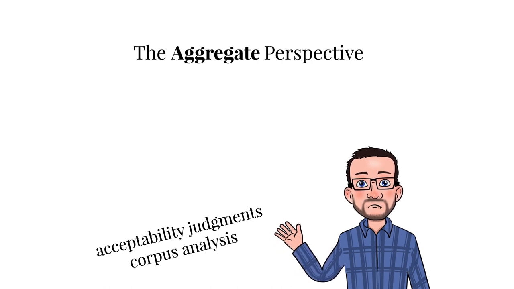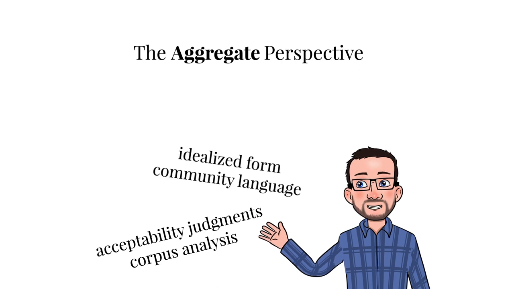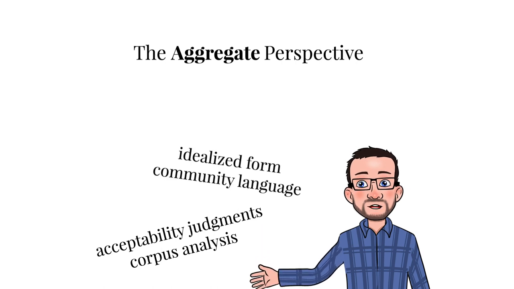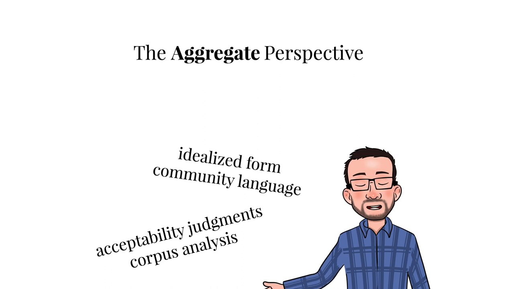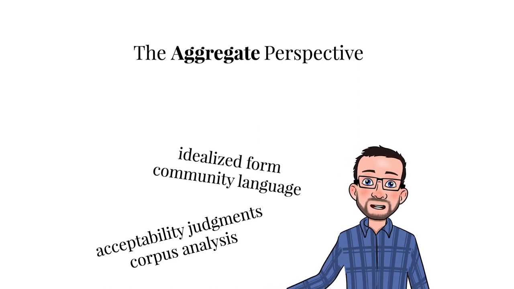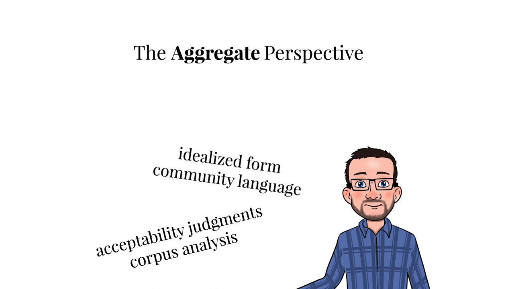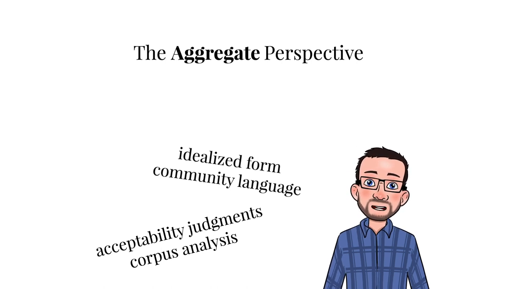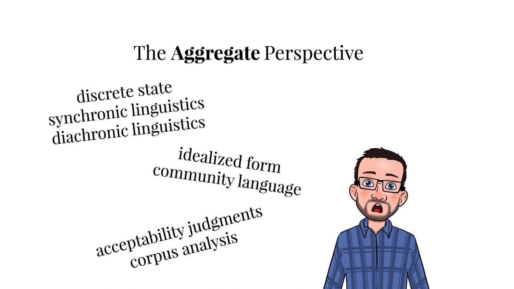Linguists use these data to compile an idealized form of the community language in the sense that they abstract away from the difference between individual language users, even though we know fully well that every person has their own way of using a language and that there are many differences between different regions and dialects. The kinds of linguistics that's associated with the aggregate perspective are synchronic and diachronic linguistics.